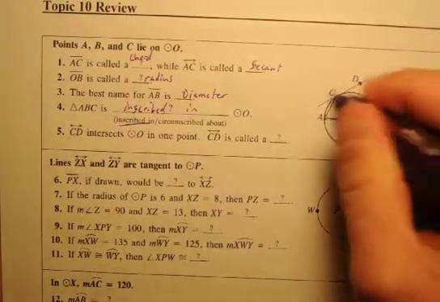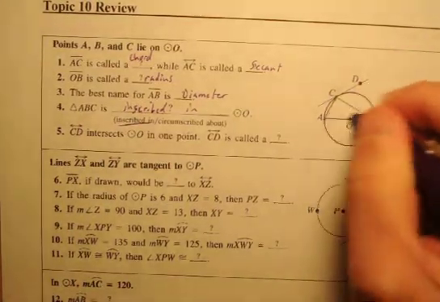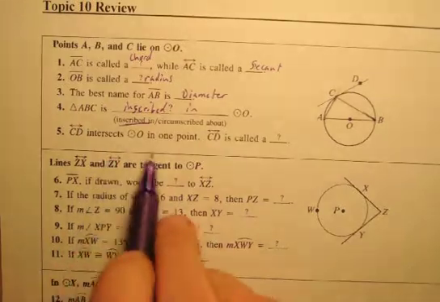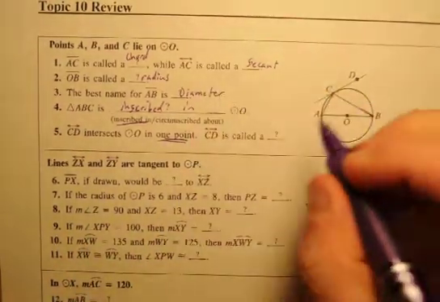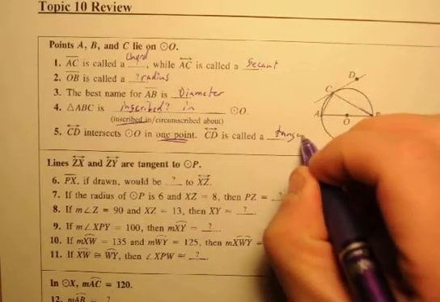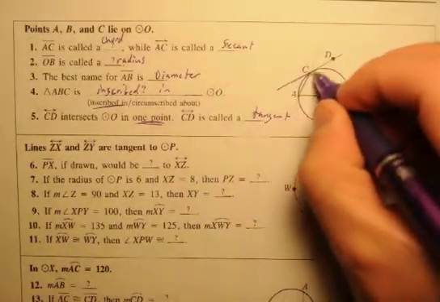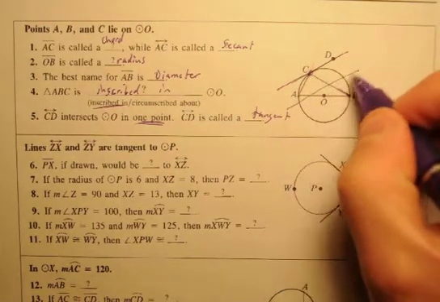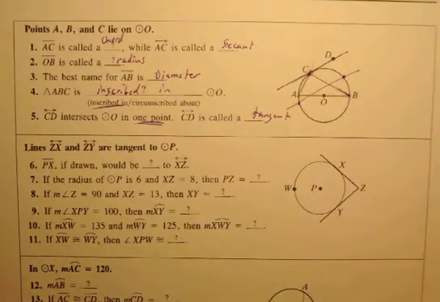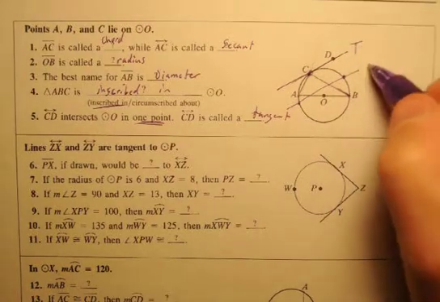And lastly, line CD intersects in 1 point. In 1 point makes it a tangent. So that's the difference. This is a tangent. It's 1 point, and this is a secant. It's 2 points. So tangent and secant.